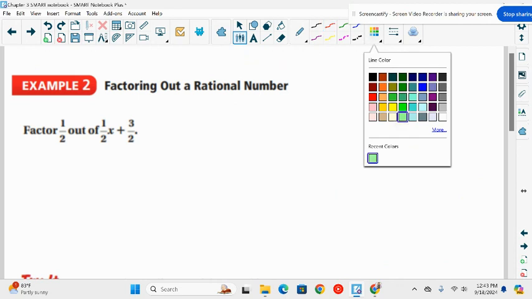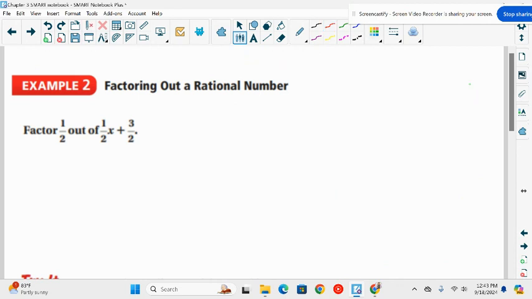A lot of people freak out when they see these fractions, but the beauty is it tells you what they want you to factor out if you read the directions. It says factor. Let's pull out. What are we going to pull out? Or what are we going to divide by? 1/2. So we're going to take the original expression, 1/2 x plus 3/2, and what do they want us to factor first? 1/2. That's what they're telling us. That's what they want us to break it down using.